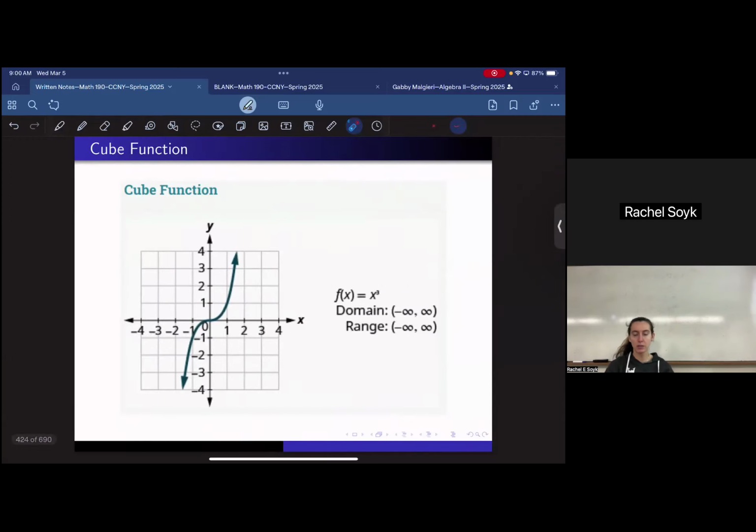Okay. And this is once again just sort of the answer key to what we just did in example 5. And another special name is known as our cube function. All right, our famous cubic function. Domain and range, we have no restrictions here, so we have all real numbers.